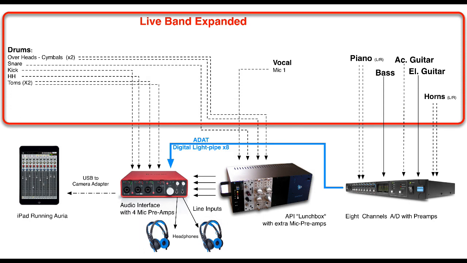In this third example, we're looking at recording a live band that is bigger than the one we just saw. And in this case, we are going to use actually an 8-channel AD converters with preamps to expand even farther the number of inputs of our audio interface. So as you can see, we can have a full drum set, vocal, piano, bass, 2 guitars, and stereo horns, all recorded in one pass. And that shows you how flexible the iPad can be even for live recordings.